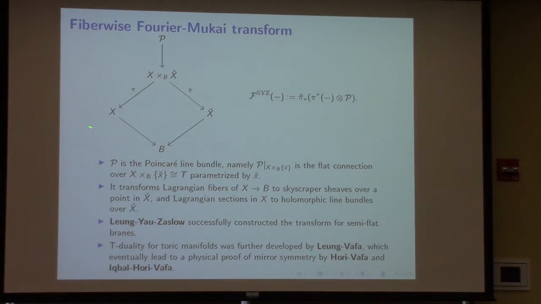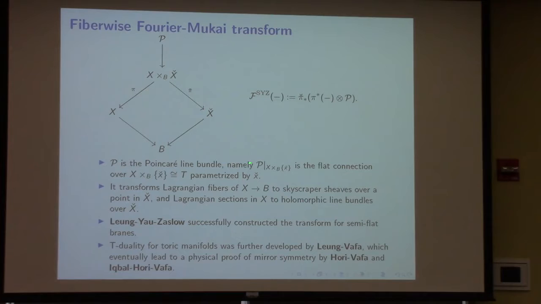So X is a trivial over B with a special Lagrangian toroid fibration over B, and X hat would be the mirror, where the fiber is the dual toroid at each point of B, and we take the fiber product between these two manifolds over B. And this is a nine-dimensional manifold, and we have a Poincaré line bundle above the corner and the dual corner. When you restrict to each point here, it's a flat connection over the fiber. So this is the way that the Poincaré line bundle works.